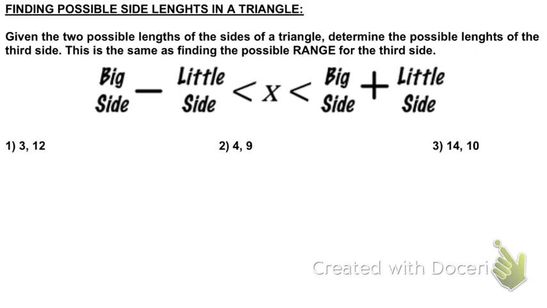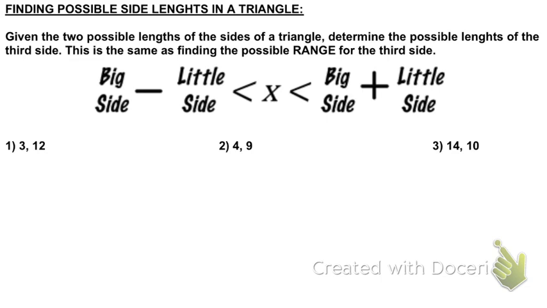Okay, so mathematically, how can we have a formula here, so to speak? A pattern we can use so that we can always find the range quicker, instead of playing mental games in our head. Take the big side of the two, subtract the little side. That's going to be your lower bound. Here, 5 minus 3 is 2. That's the lower boundary. It has to be greater than 2.